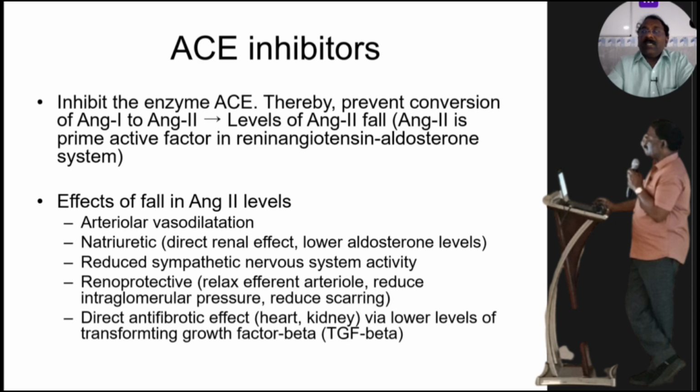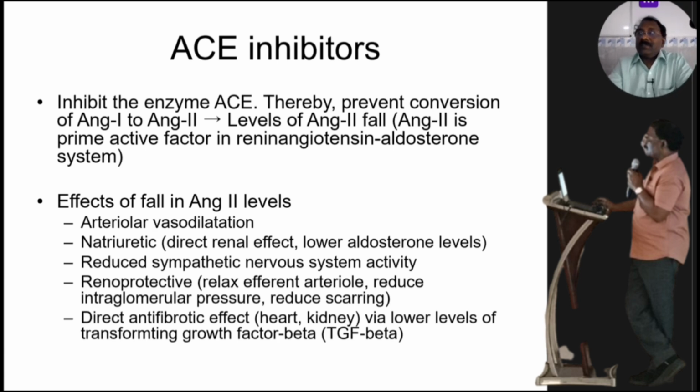Effect of the fall in angiotensin 2 levels: you will have arterial vasodilatation, natriuretic effect, direct renal effect, lower aldosterone levels, and reduced sympathetic nervous system activity, because they reduce the renin, they reduce the sympathetic activity also. They are renoprotective, so they relax the efferent arteriole and reduce the intraglomerular pressure, so intraglomerular hypertension and hyperfiltration will all be reduced with your ACE inhibitor therapy or ARB therapy.